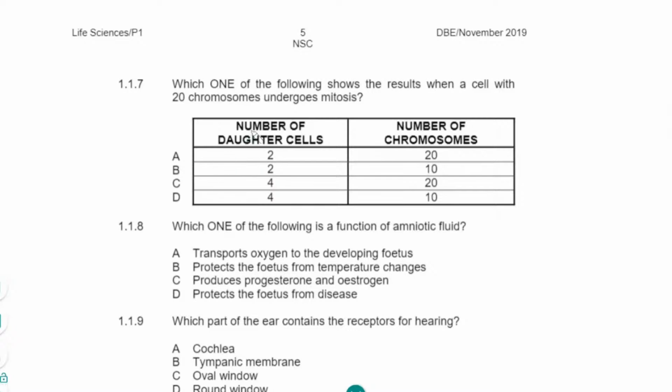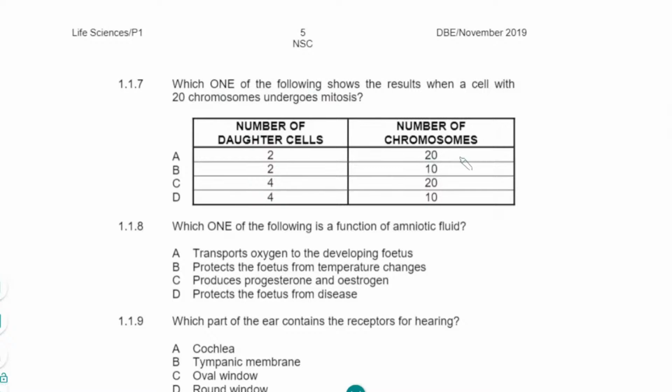So, A, number of daughter cells. Since we started with a cell with 20 chromosomes, it means that I'm going to produce 2. If I started with 1 cell, I'm going to produce 2. So if there is 4, it's going to be out. So C and D are out. So now I have 10 and I have 20.